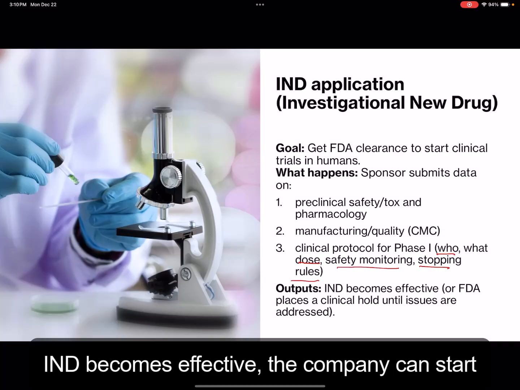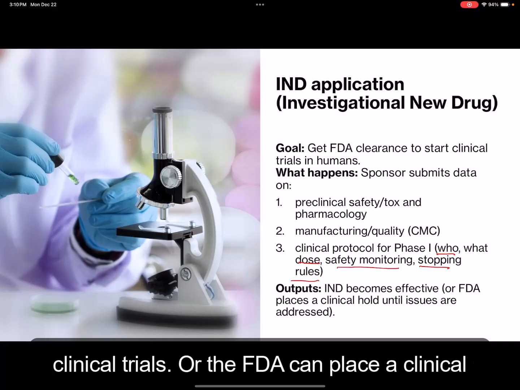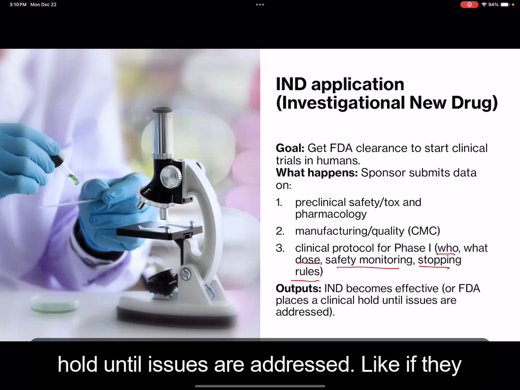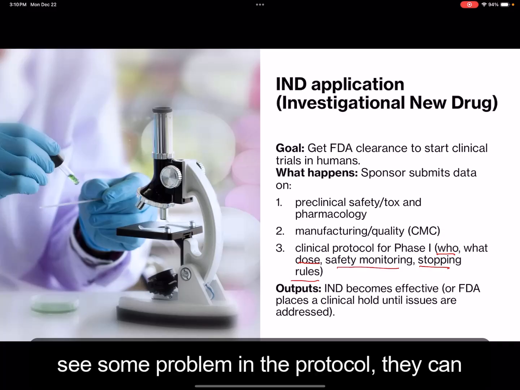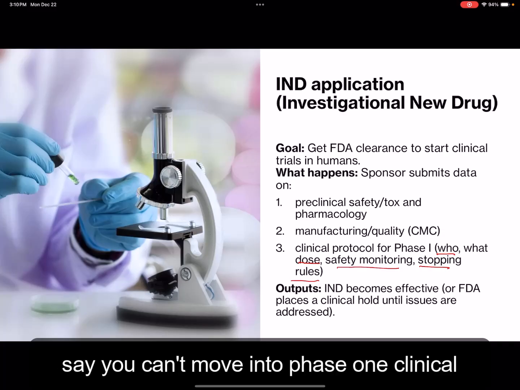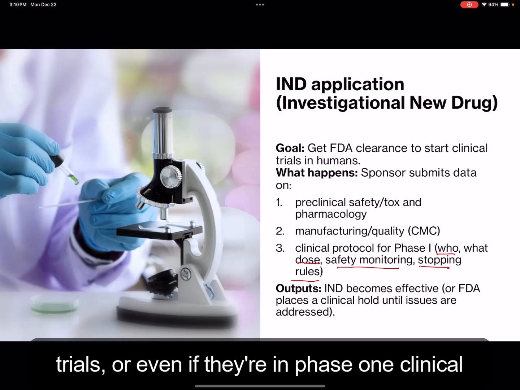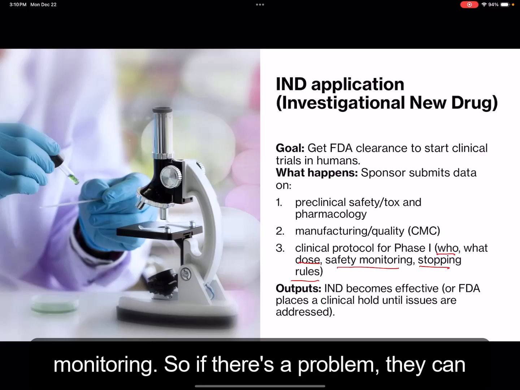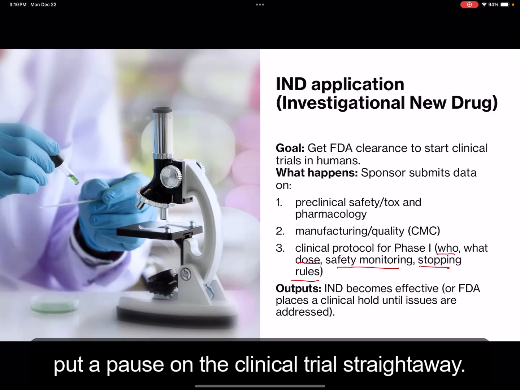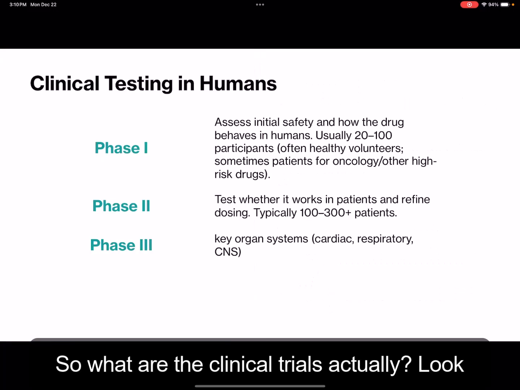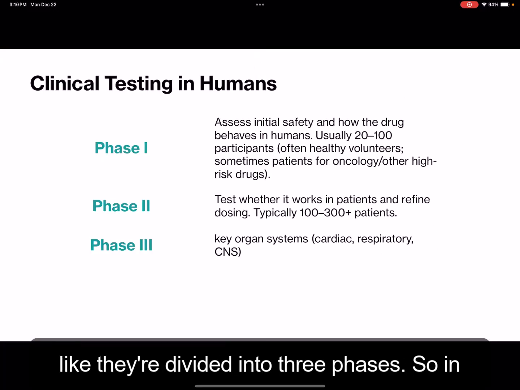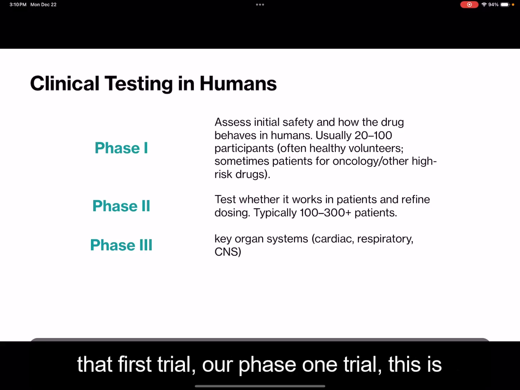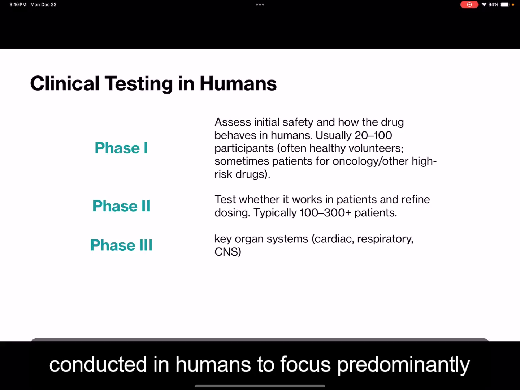Once the IND becomes effective, then the company can start clinical trials, or the FDA can place a clinical hold until issues are addressed. Like if they see some problem in the protocol, they can say, no, you can't move into phase 1 clinical trials. Or even if they're in phase 1 clinical trials, the FDA is providing oversight and monitoring. So if there's a problem, they can put a pause on the clinical trials straight away. So what do the clinical trials actually look like? They're divided into 3 phases. So in that first trial, our phase 1 trial, this is conducted in humans to focus predominantly on safety.